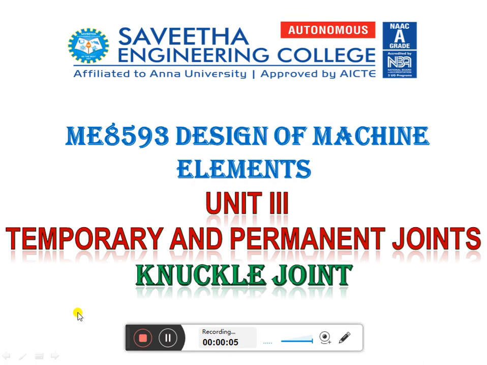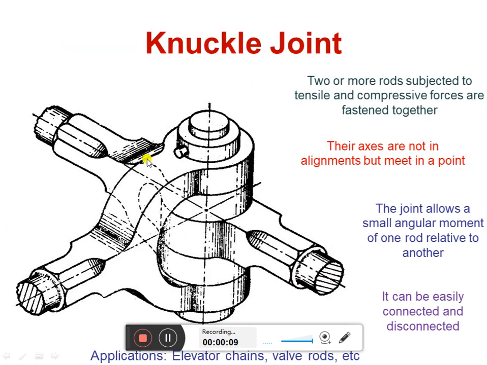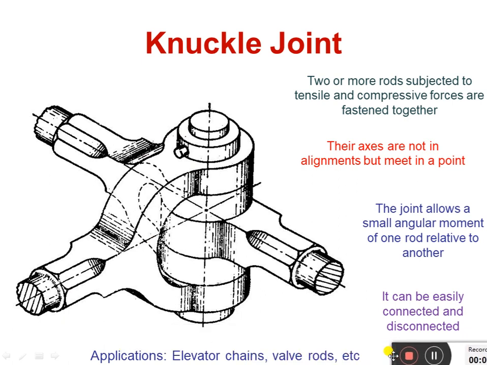This session we are going to discuss the knuckle joint. So here you can see the diagram of a knuckle joint. Two or more rods subjected to tensile and compressive forces are fastened together. Their axes are not in alignment but meet in a point. The joint allows a small angular movement of one rod relative to another.